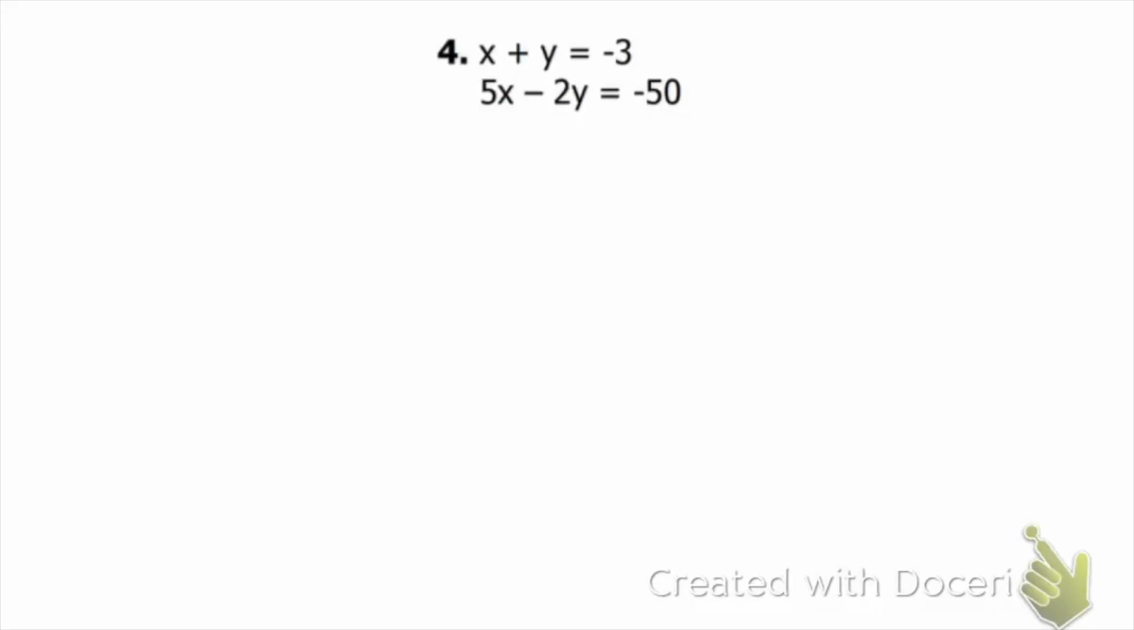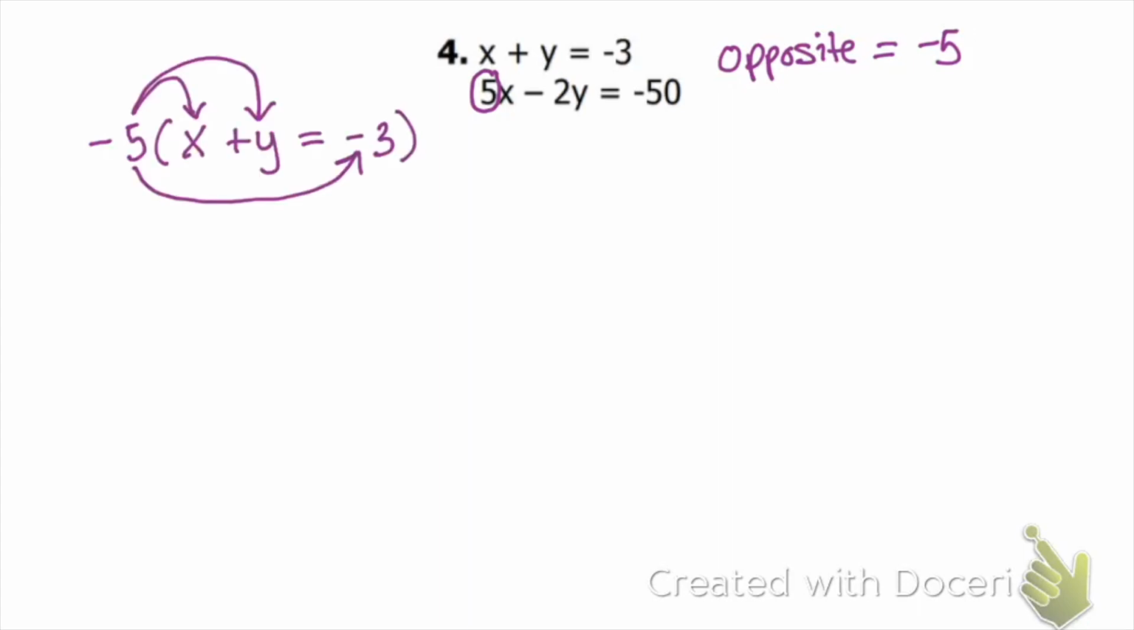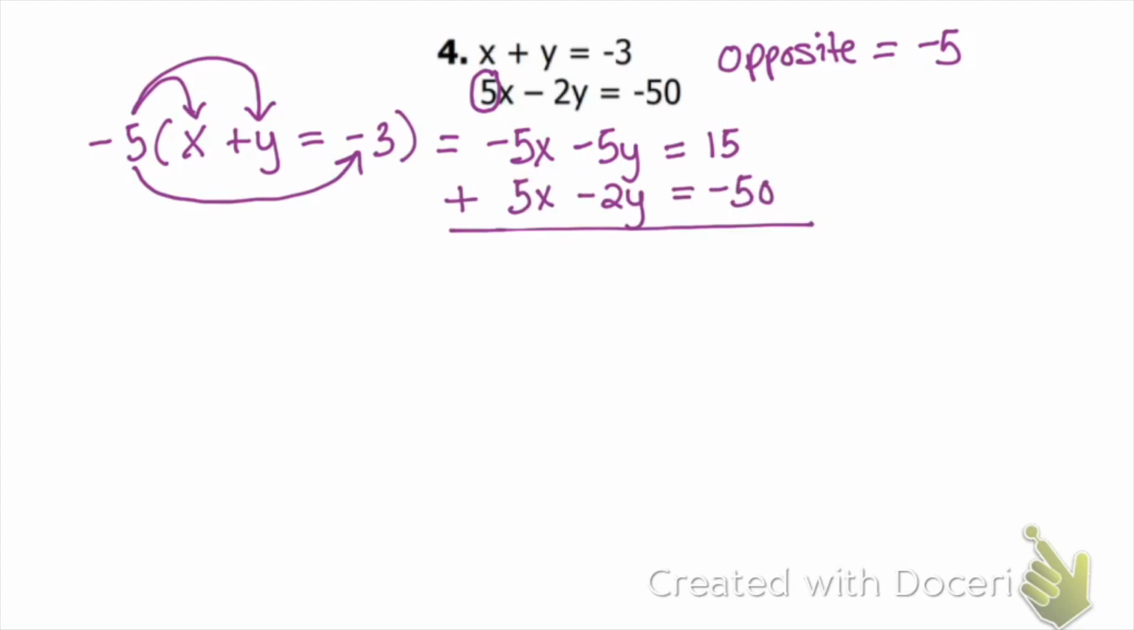All right, so for number 4, you see there's a 5 there, and the reason why I picked that one is because you can get rid of the x in the first equation by multiplying by the opposite of 5, which is negative 5. So we're going to multiply everything by negative 5 in the first equation, which turns into negative 5x minus 5y equals 15. Then you're going to add those two equations together to get rid of the x term. And negative 5x plus 5x is 0x, so that cancels out your x term.